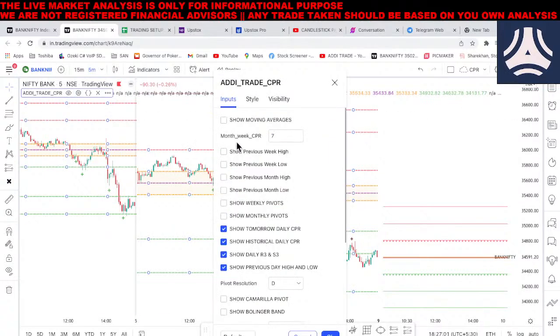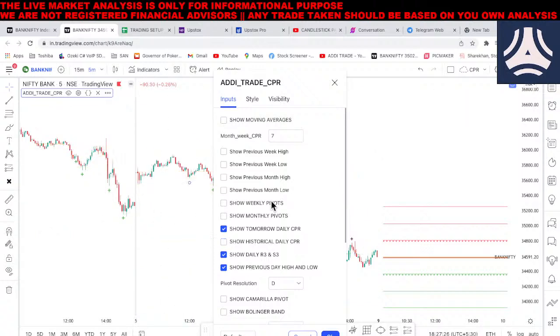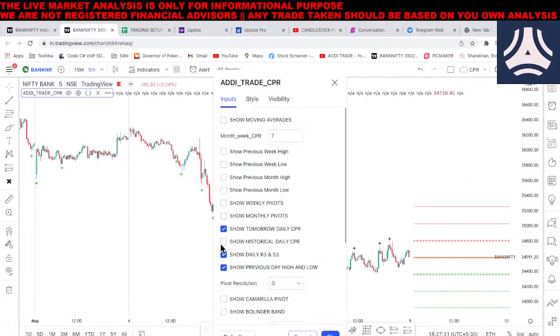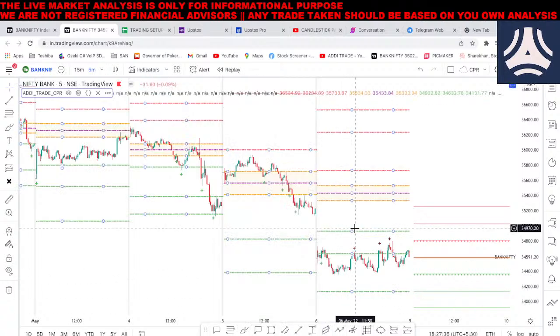This does not give only the historical or daily CPR. We also have Camarilla pivot, Bollinger Band, the moving averages, and also the monthly and the weekly pivots. So today we'll be only seeing the daily pivots. We won't be seeing anything with the moving averages. That's again a completely different setup. So what I've enabled is the historical CPR, so I can use it for back testing. If I don't want it, I can just disable it, so the chart will look clean, right? So this is how I've done my CPR after a lot of research.